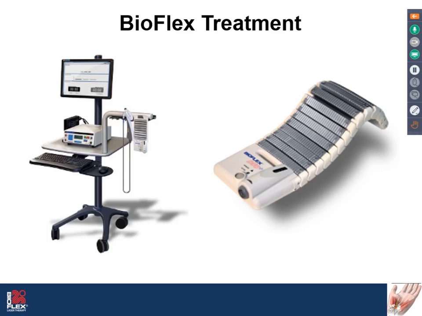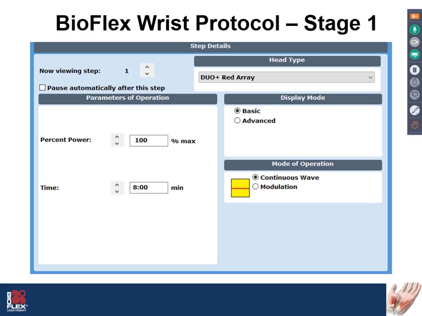Okay, so let's talk a bit about how we approach treatment. We usually use the wrist protocol, which I will show you here. The standard wrist protocol, we treat with one placement kind of sandwiched around the carpal tunnel area, but I'm going to show you a couple options of how to treat. So the first standard one is taking the array, wrapping it around the carpal tunnel. The first step is a dual red, of course. It is a continuous wave mode. So this is stage 1 for 8 minutes, which is a fairly lengthy treatment time, at 100% power.